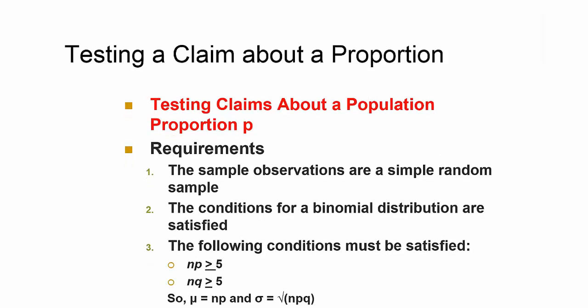The requirements for testing a claim about a proportion are that the sample observations have to come from a simple random sample, and the conditions for a binomial distribution must be satisfied.